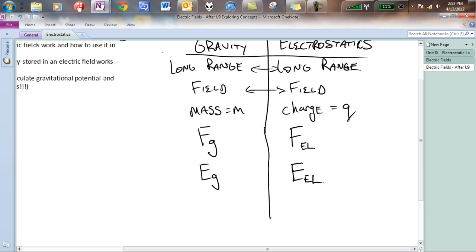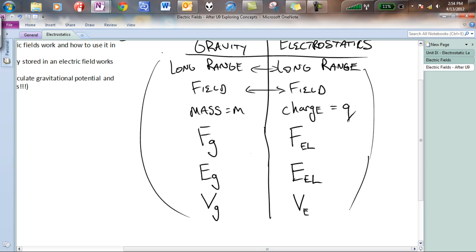And last but not least, we have gravitational potential, usually represented by a V, G, that is gravitational potential. And then on over here, we are going to have VE, which is electric potential. We will discuss that in the second video. So my main idea is if you can understand everything that's happening on this left-hand side on over here, if you can run the parallel, you should be able to run the equations and the calculations on over here.